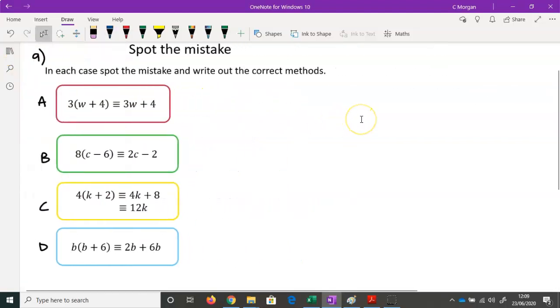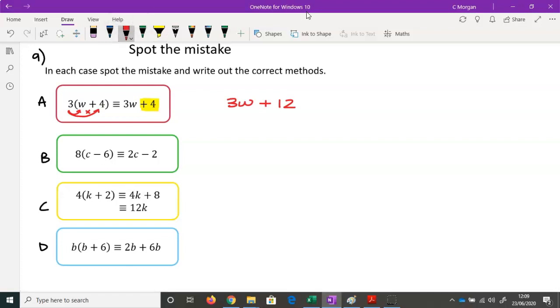And finally, in each case, there is a mistake. Can you spot the mistake and write out what the correct method should be? Okay, I'm going to go through it. It's really important that you remember that the term outside the bracket is always multiplied by each of the terms inside. So I agree with the 3w, but 3 lots of 4 is 12. So I think the mistake was the positive 4 at the end.